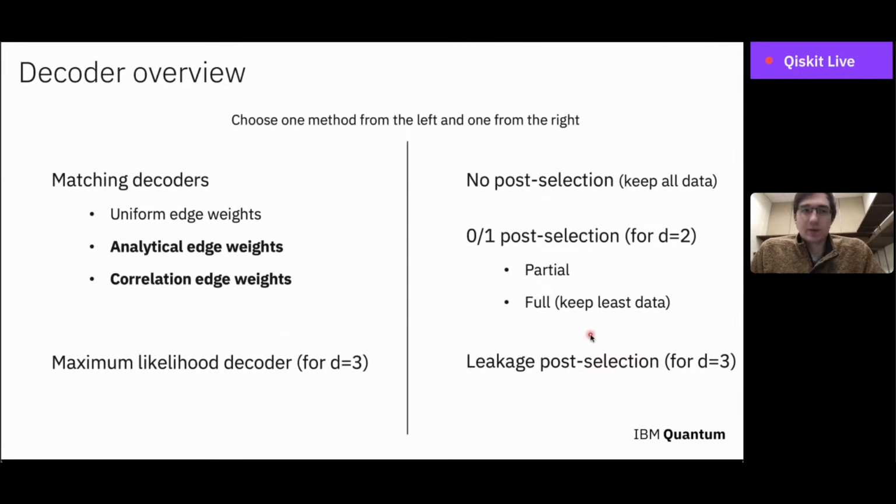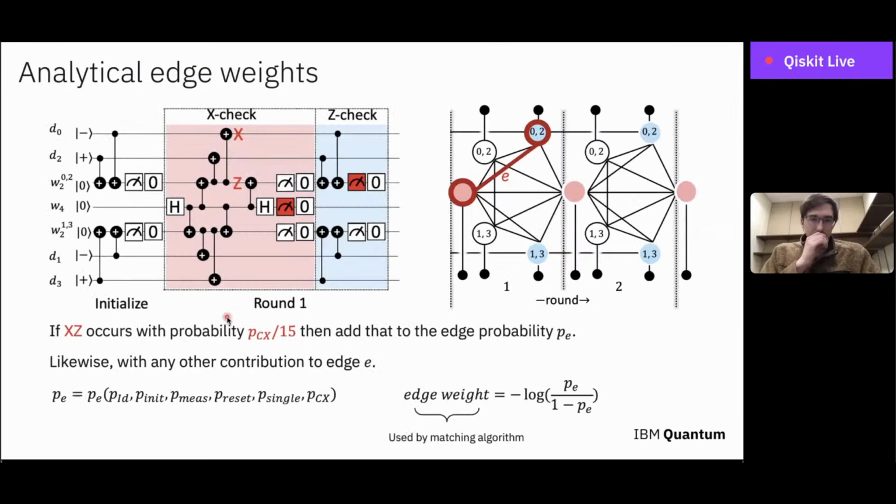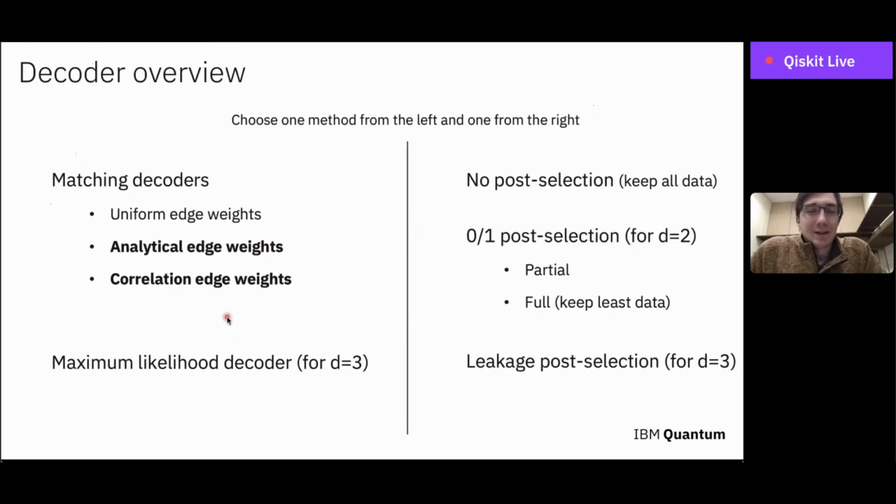So the first thing I'm going to explain here is how we do this matching. So this matching decoding, I explained that you match up highlighted nodes along paths of minimum weight. So essentially the problem is to set the edge weights. How should the edges be weighted so that this minimum weight quantity is meaningful?